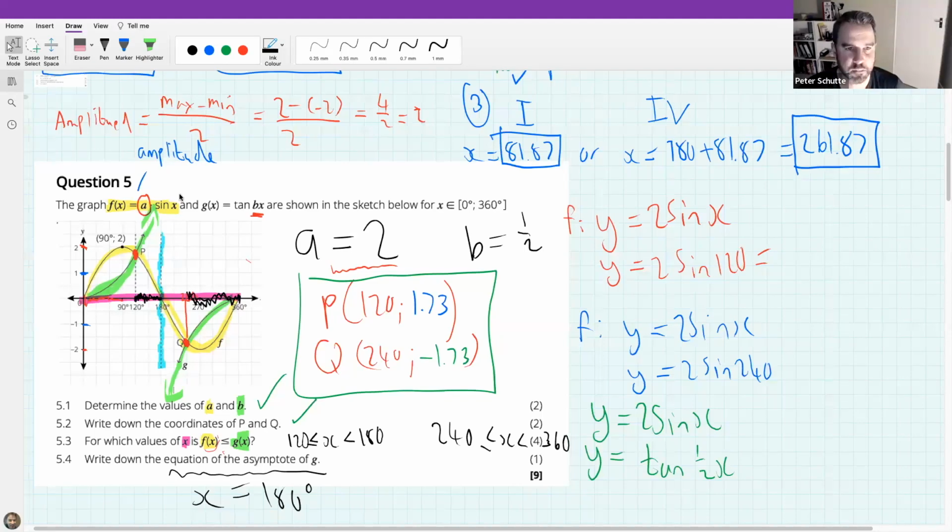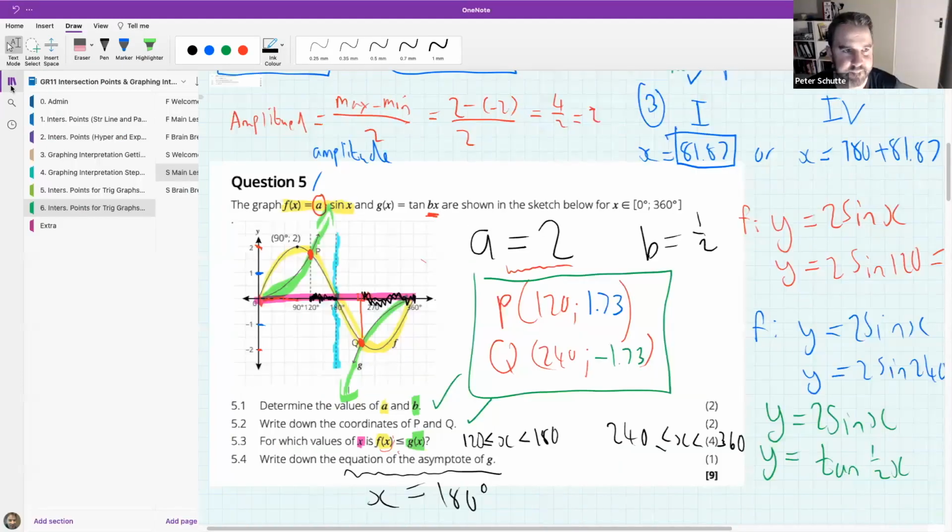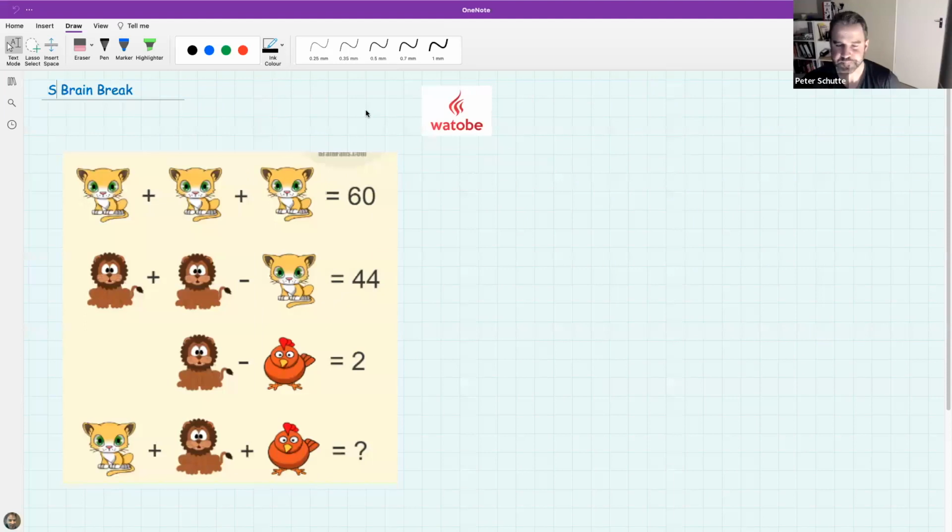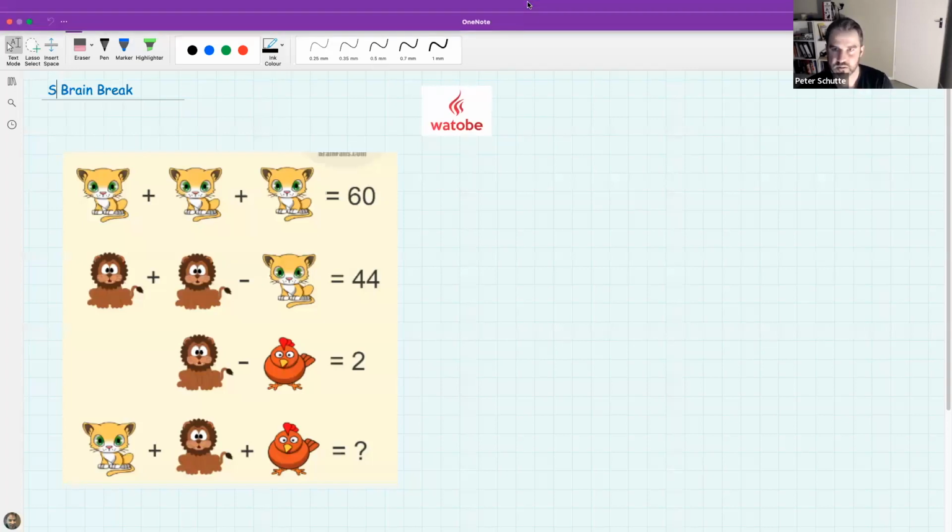So let us look at what little brain break I have prepared today. All right, we're going to the farm. What is a kitten plus a lion plus a chicken equal to? That is the question for today. What do you think the answer to that's going to be?